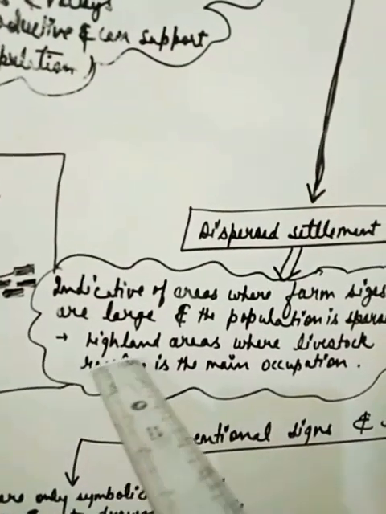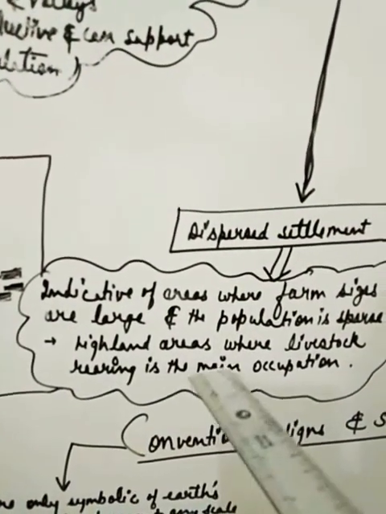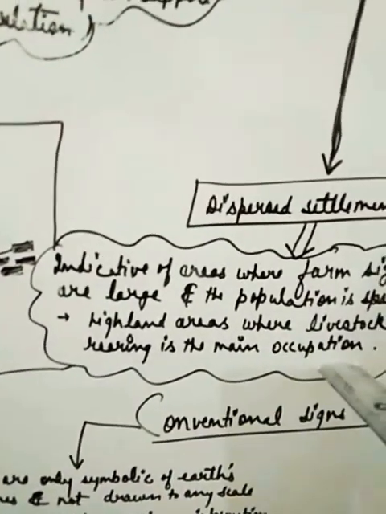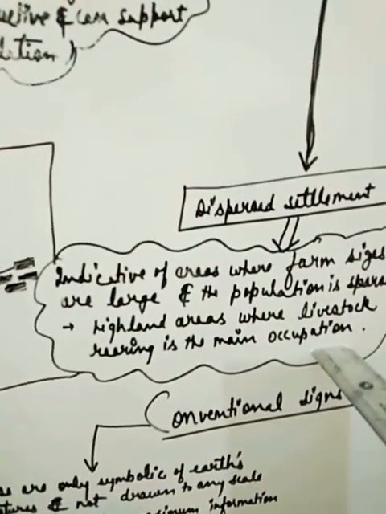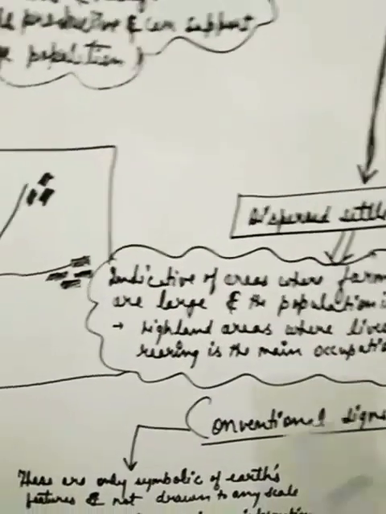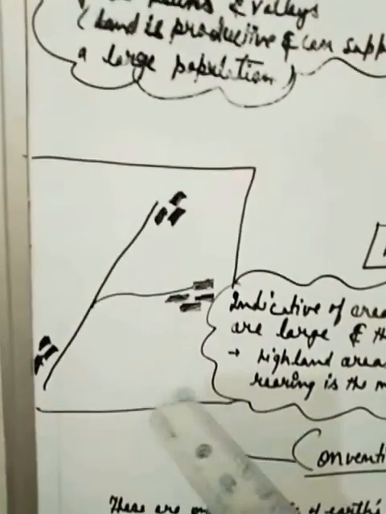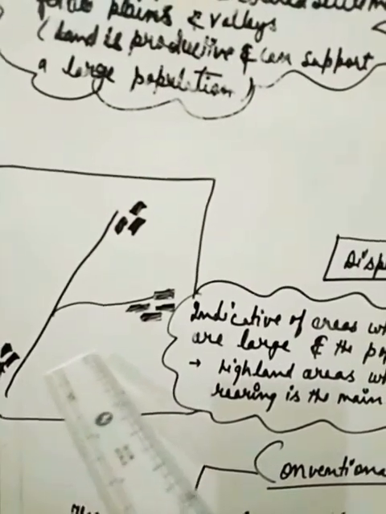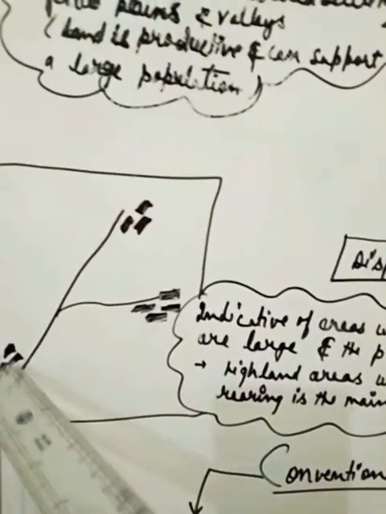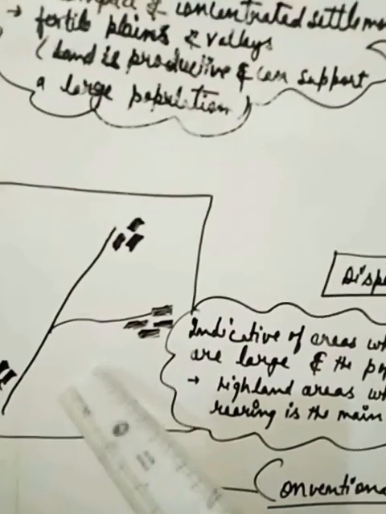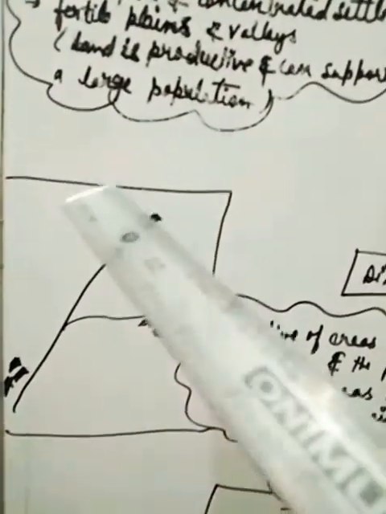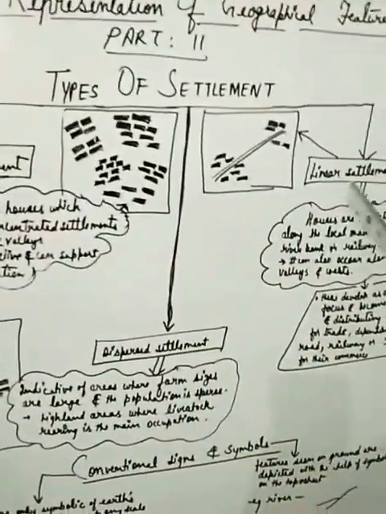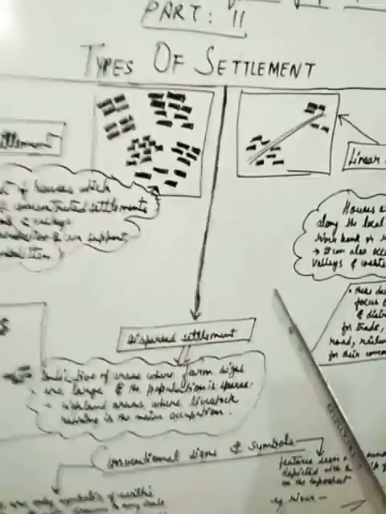It can also be seen in highland areas where livestock rearing is the main occupation. These kinds of settlement you can find wherever we have livestock rearing as a main occupation. So you can see this figure of dispersed settlement. Suppose this is a farm or the place where livestock rearing is done. They have large farm areas, but the population is very sparse. So we have nucleated settlement, linear settlement, and dispersed settlement.